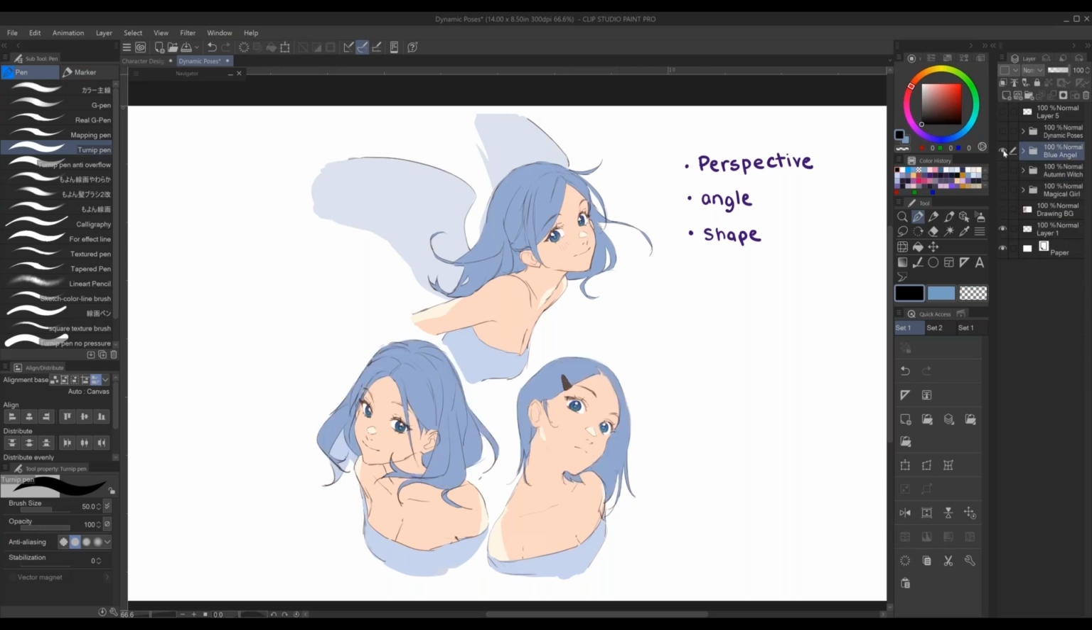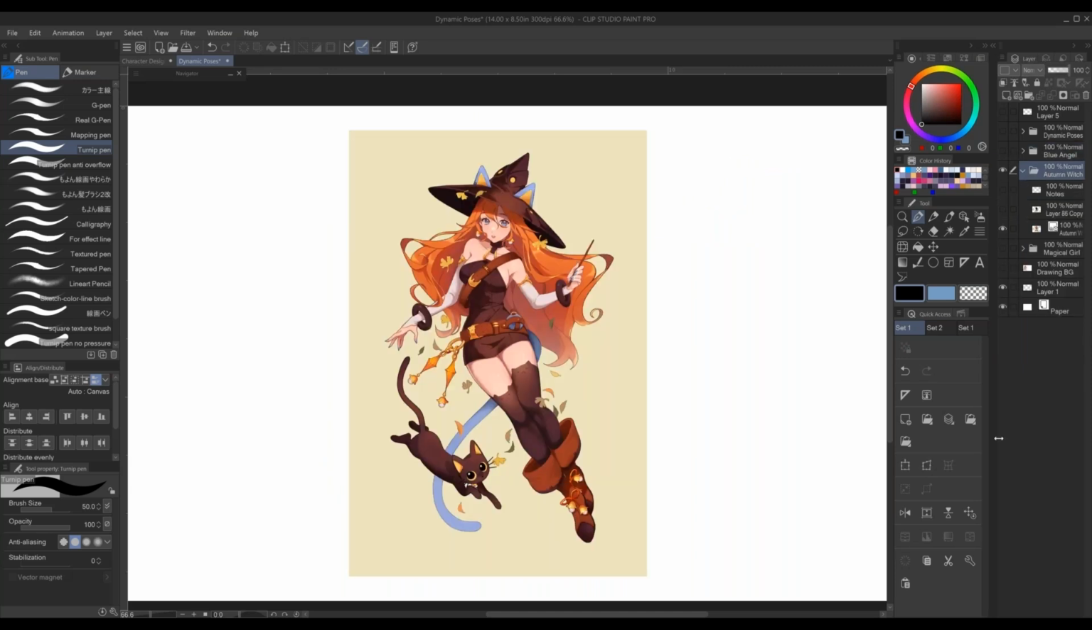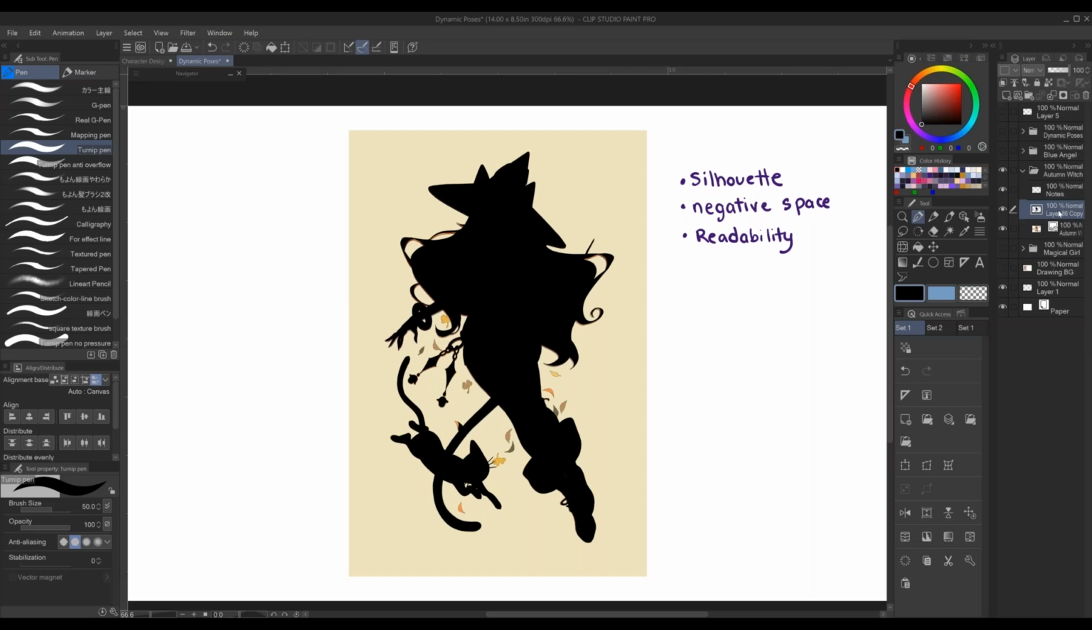Let's go on to the next one. Here I drew an autumn witch. And for this one, we're not using much perspective here, right? It's pretty head on. Everything's the same size, you know, her head's not closer than her feet or anything like that. It's very head on. So we have other ways to create dynamism. So we are using the silhouette again. We are using negative space, and then the readability is something that goes over it too.